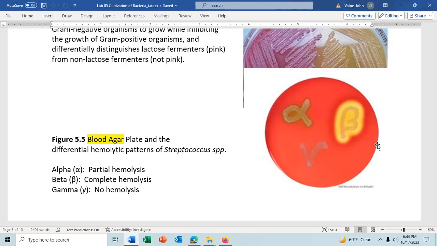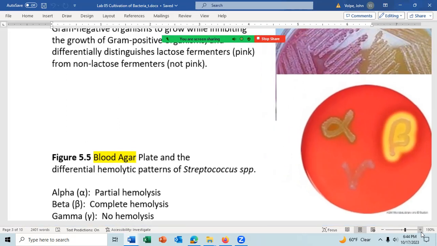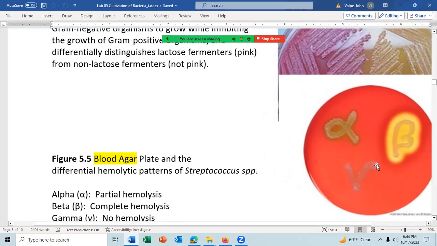On blood agar, it's also differential because you can differentiate the cells on their hemolytic activity. You can have cells which show no hemolysis, and that would be these cells here, which the white are the cells, and you can see the red coming right up to the cells. So the blood is not hemolyzed, and this we call gamma hemolysis or no hemolysis.